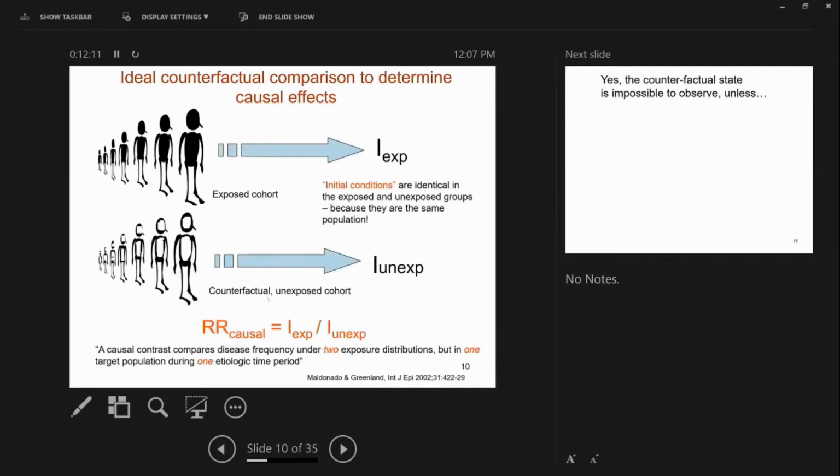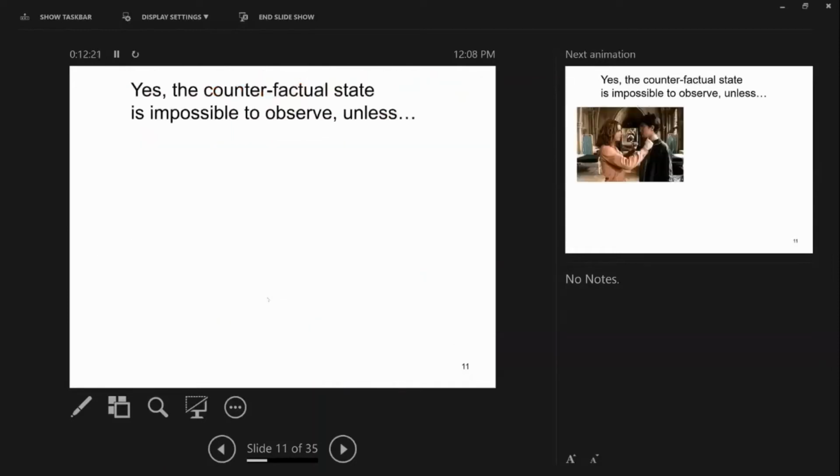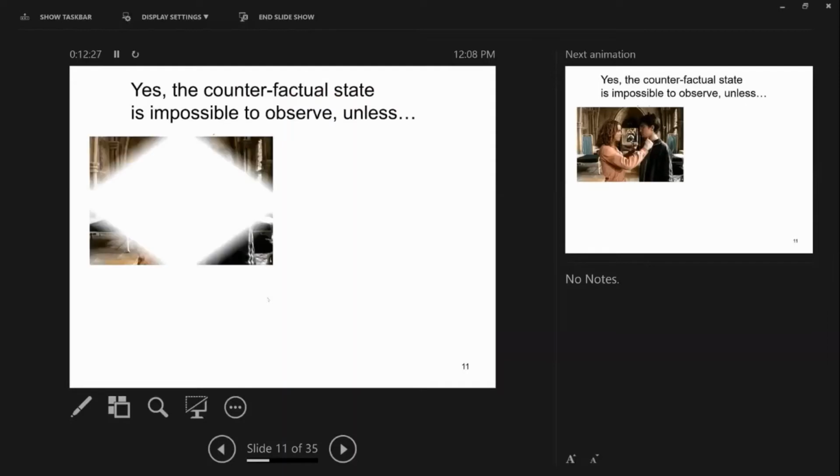That's why smoking is the only possible explanation for the risk ratio of 2. Okay? Nothing else can explain it. Not genetics, not exercise, not socioeconomic status, and so on and so forth. Okay, so we get it. We cannot really see this. It's impossible to observe unless you go to some of these movies.